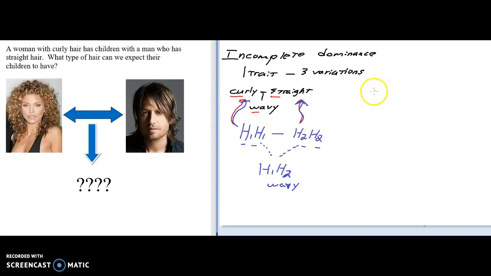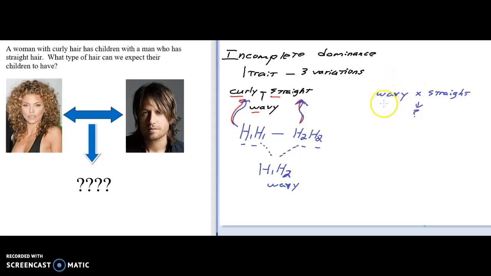Okay, so let me show you a different way this problem may be presented. You have an individual with wavy hair, and they're going to have children with someone who has straight hair. What do we think we can get here? Okay, so again, it needs to be presented that there are three variations. So the problem may actually start out by saying, curly and straight and wavy are all variations of a population. It may say something like a curly individual with this individual produces these offspring, etc.